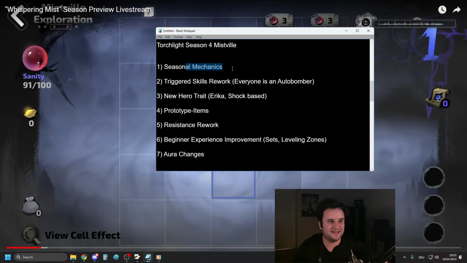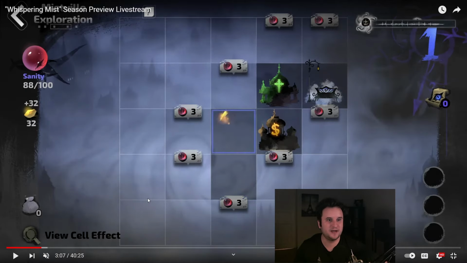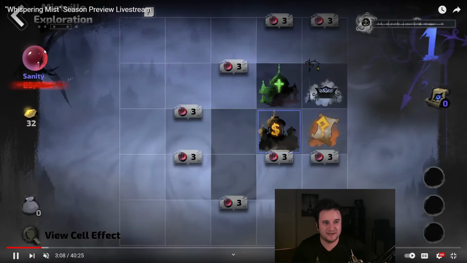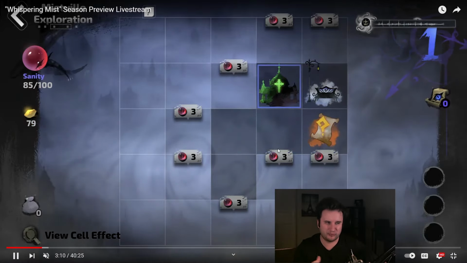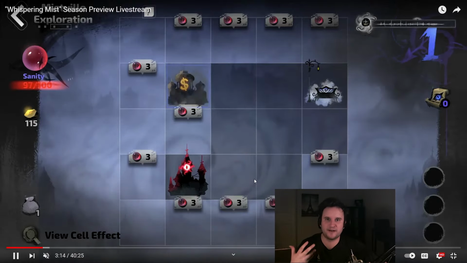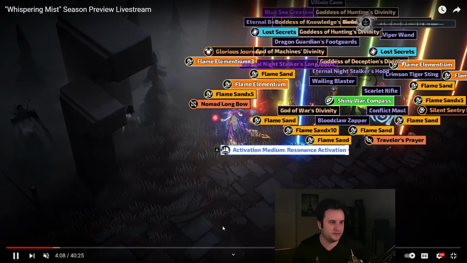Now, number one, let's talk about the seasonal mechanic right here. Basically, you have sort of a roguelike minigame and you're going to spend your sanity here in the background. In general, we don't know much about it, but from what I understand, you're basically spending your sanity to progress through this exploration. And then at the end, you're trying to get to the clock tower, and the clock tower will have a big chest at the end where you can drop stuff.